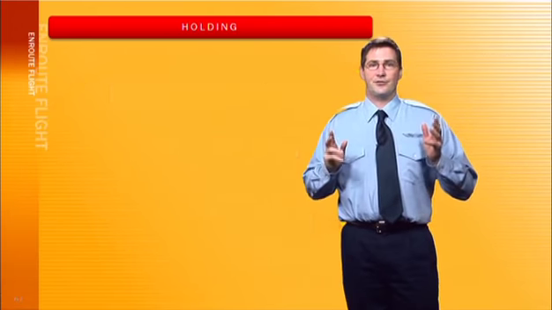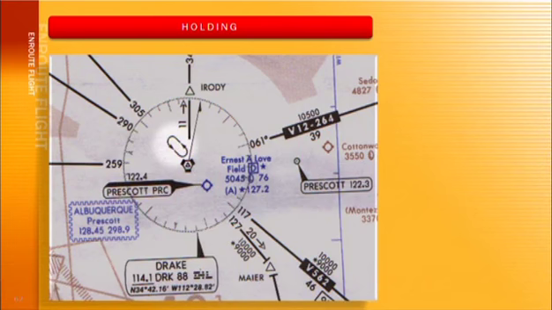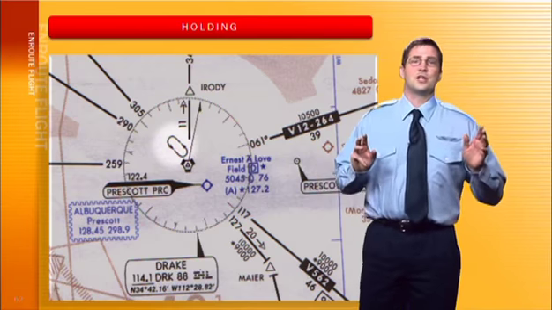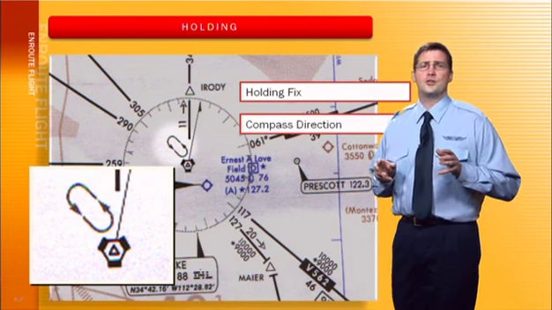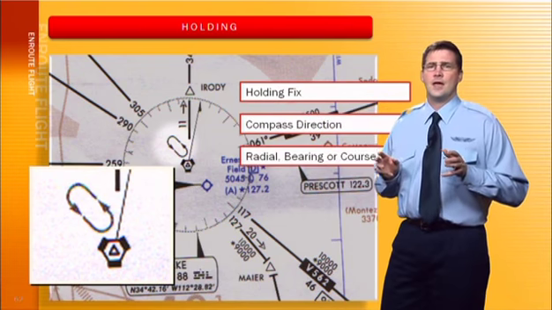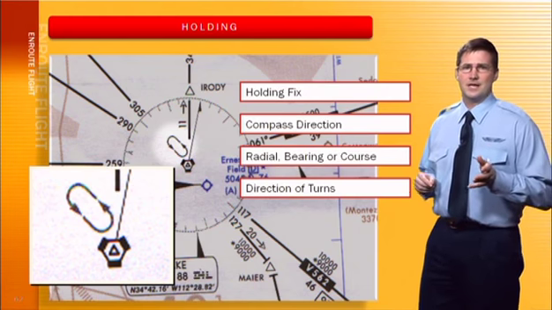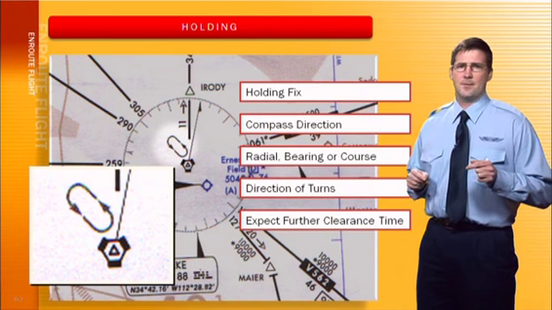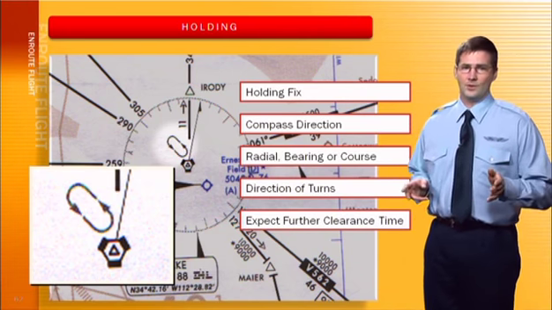So how do you actually fly a hold? Let's look at the holding format first, shown in this next slide. First, ATC will always give you several things in a hold clearance. First, a holding fix and a compass direction, a course radial or bearing, a direction of the turn, although right turns are standard unless otherwise specified, and an EFC or expect further clearance time. So if you lose radio communication while holding, you know how long to remain in the holding pattern.